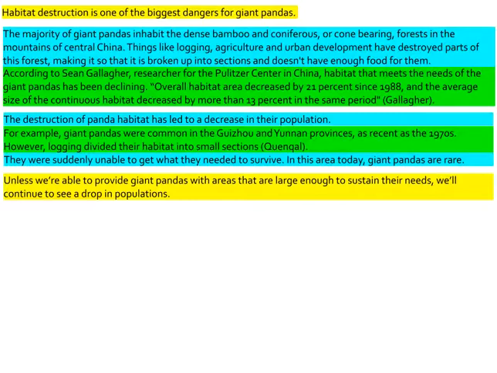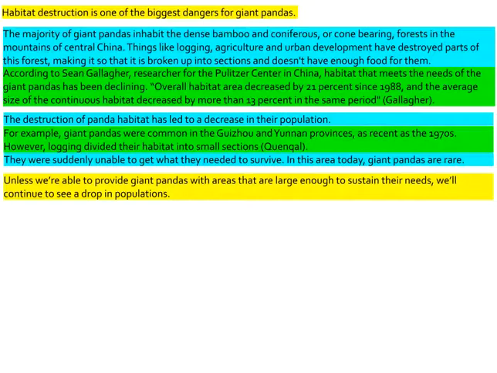The destruction of panda habitat has led to a decrease in their population. For example, giant pandas were common in the Guizhou and the Yan'an provinces as recent as the 1970s. However, logging divided their habitat into small sections. They were suddenly unable to get what they needed to survive. In this area today, giant pandas are rare. So here's my concluding sentence. Unless we're able to provide giant pandas with areas that are large enough to sustain their needs, we'll continue to see a drop in populations.